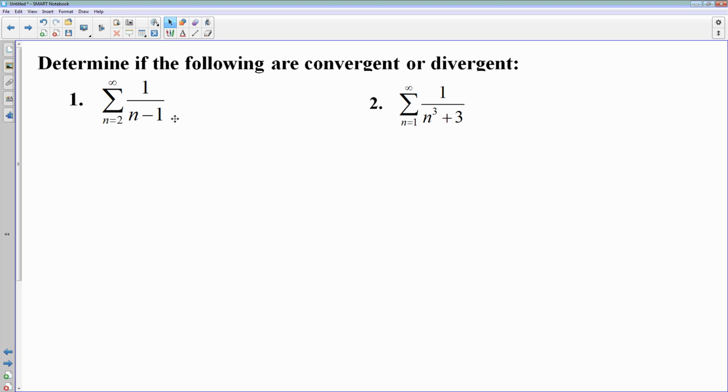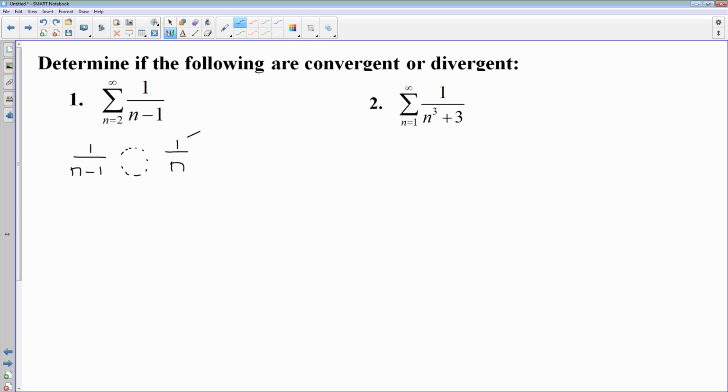I'm looking at 1 over n minus 1. And the way I determine what to compare to is I'm looking here and I see 1 over n. That looks a lot like the harmonic series. This series looks like the harmonic series, so I'm going to compare it to the harmonic series. And so I'm going to take my series 1 over n minus 1, and I'm going to think, is that greater than or less than the series 1 over n?